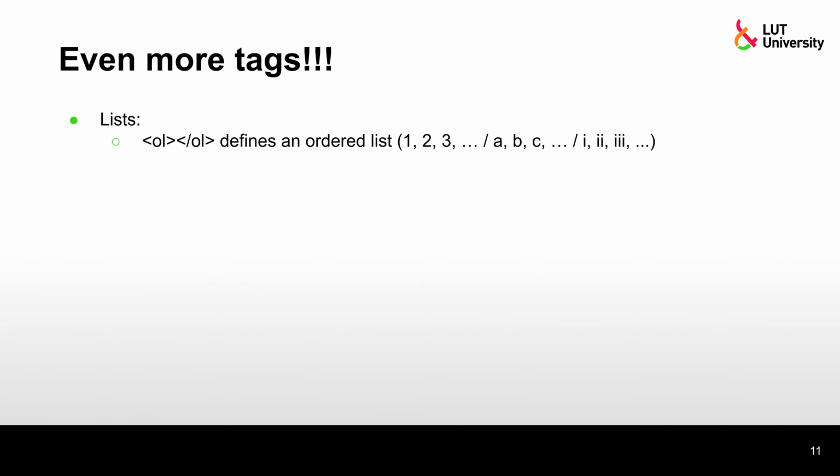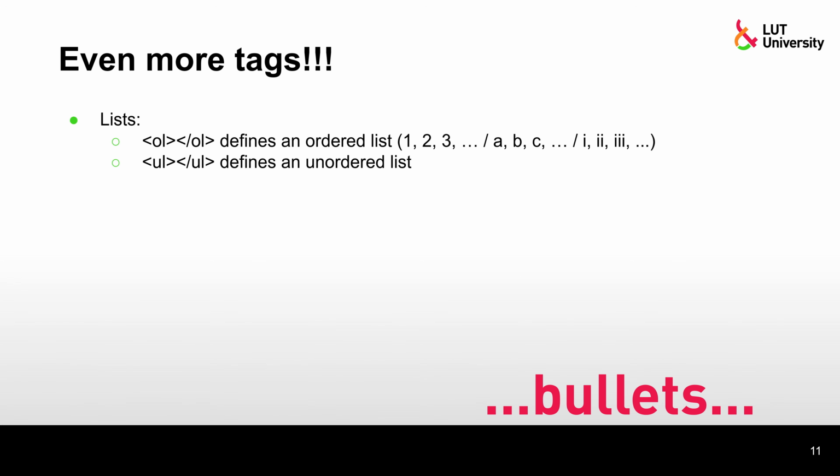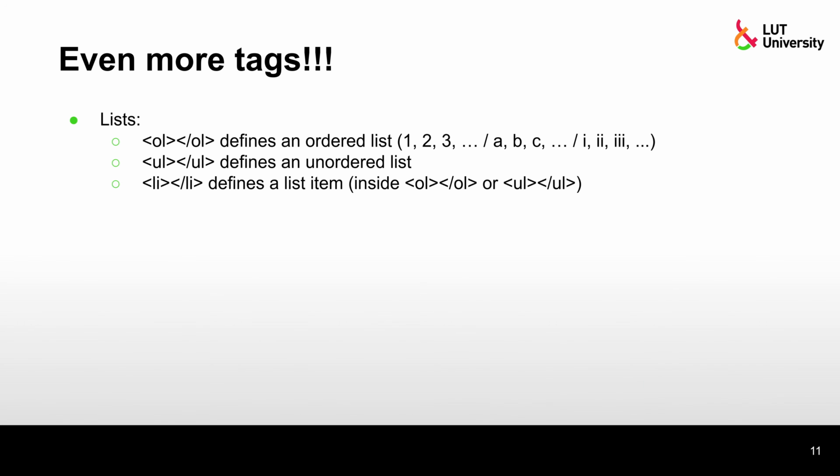And there are even more tags available. So we can have lists. So OL defines an ordered list. So we can have list items 1, 2, 3, or ABC or Roman numbers if you wish. Then there is UL, which defines an unordered list. So there are basically just those dots that are also present in this presentation. And then there is this LI, which defines a list item, and these tags and elements need to be inside OL or UL. And besides lists, we can have tables.